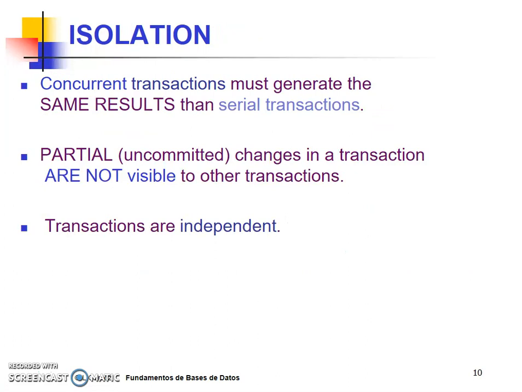Okay, isolation. Isolation means that concurrent transactions must be executed and generate the same result as serial transactions. That means that you have transaction 1 and transaction 2, and the transactions running sequentially will get some results. And if you execute the two transactions in parallel, if one transaction changes the value of a variable, the other transaction cannot read the changes that are done in the transaction. We assume that the transactions are independent.